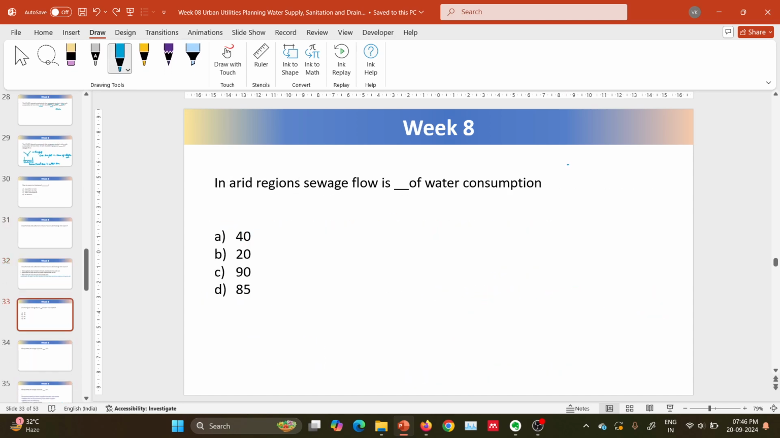In arid regions, sewage flow is this much percent of water consumption. That is 40% of water consumption.